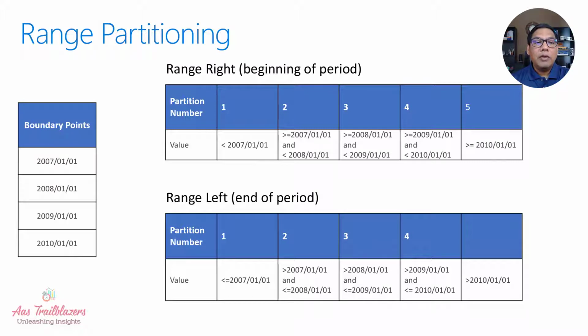For the boundary points that we define, the number of partitions is going to be the number of boundary points plus 1. So we have 4 boundary points here and 5 partitions getting created for the data in this table. The same goes with range left. The only difference with range left is that the boundary value falls onto the left side of the partition. In most cases, you will see range right being used for creating partitions on a table.